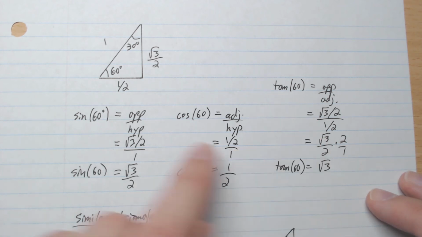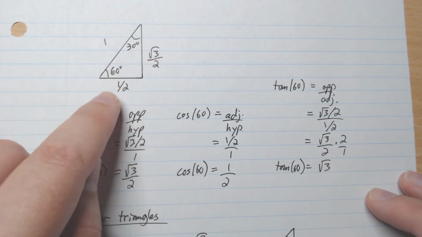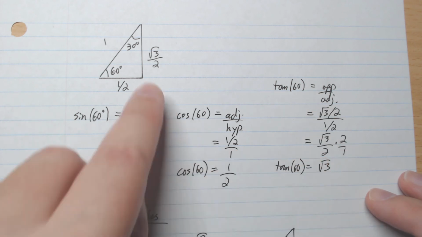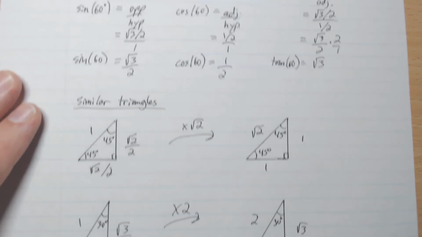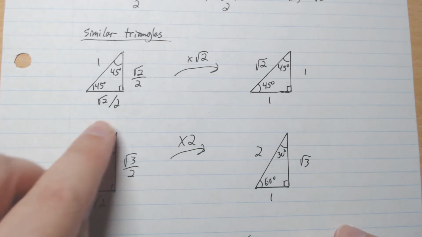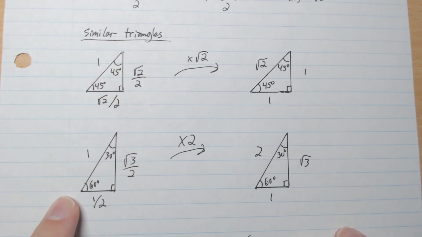And then tan of 60 is opposite over adjacent, so root 3 over 2 divided by a half, like that, times the reciprocal, 2 over 2 cancels, and so tan of 60 is root 3. Okay, and so these are the similar triangles we use, this one and this one, like that.